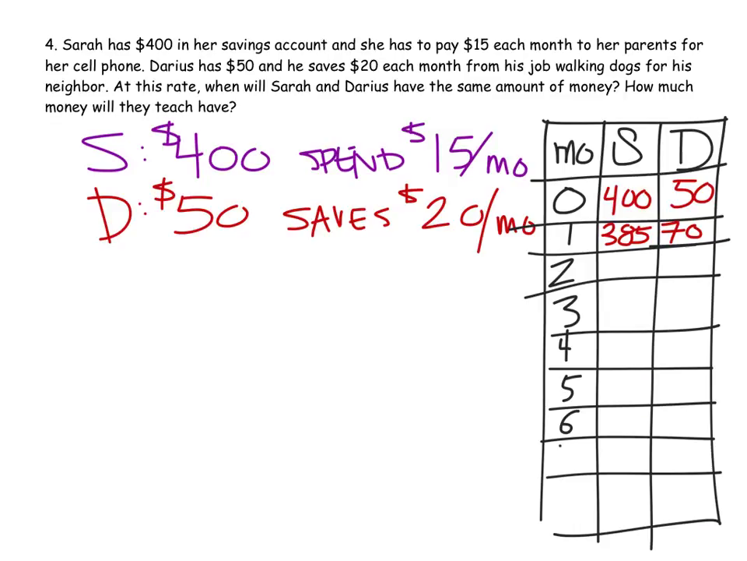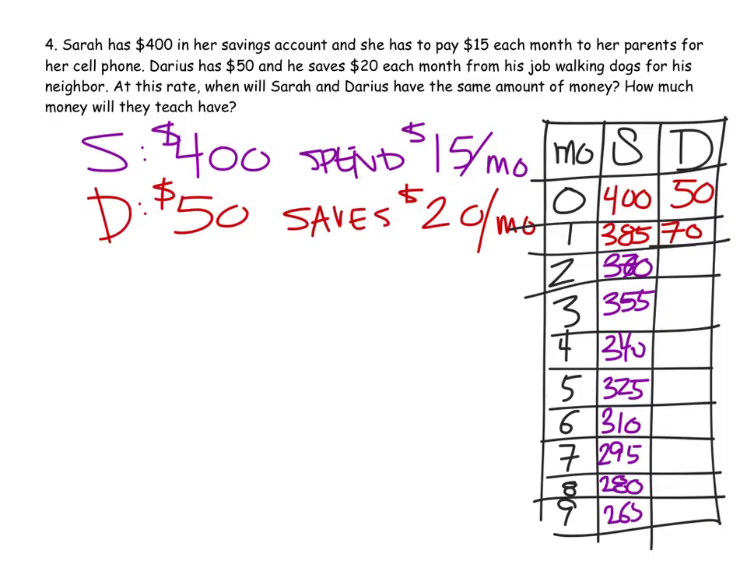All right, we're going to work our way down in terms of months. Let's just focus on Sarah's, that may be helpful. Sarah's going to spend $15 every month, so after 2 months, $370, then 3 months, $355. Sorry, I was off by 10 there. And then $340, $325, $310, $295, $280, $265, right?